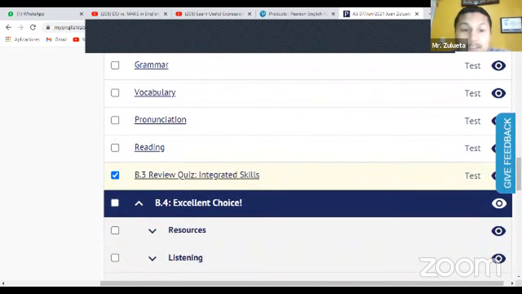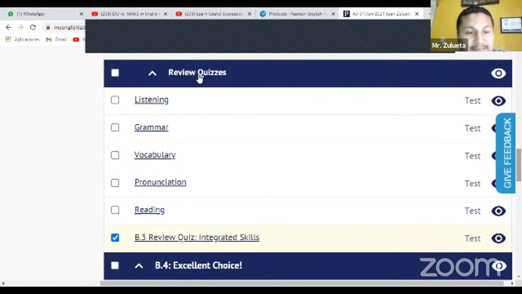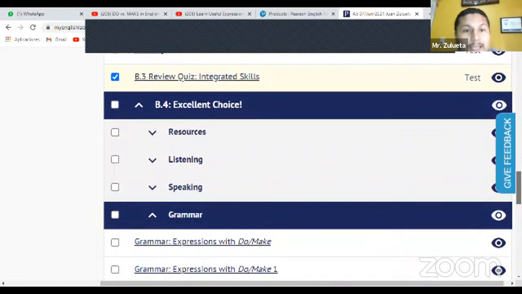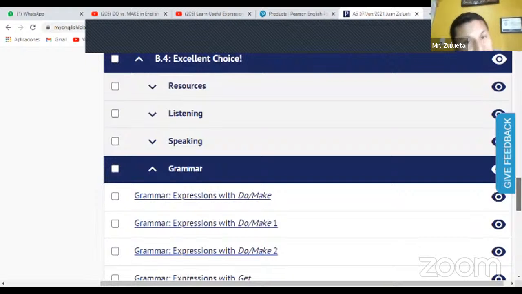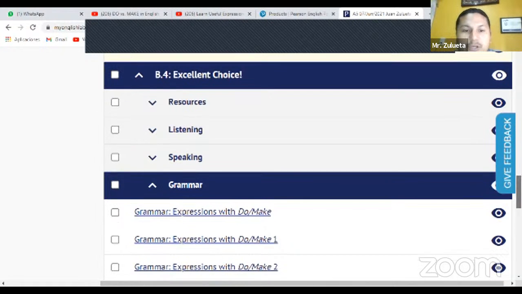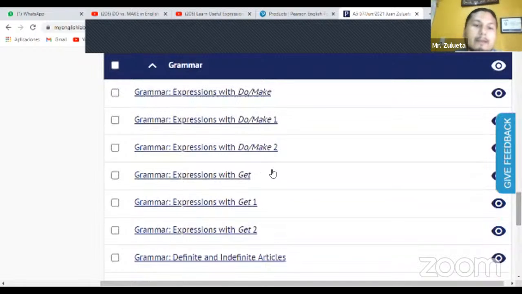I will give you half of today's class to work on these activities, on the quiz and the reading. Today we have a lot to do, and as I mentioned, we have to begin with Unit 4. I will only go over these two grammar explanations: the verb do and make, and the verb get. So let's begin with do and make.